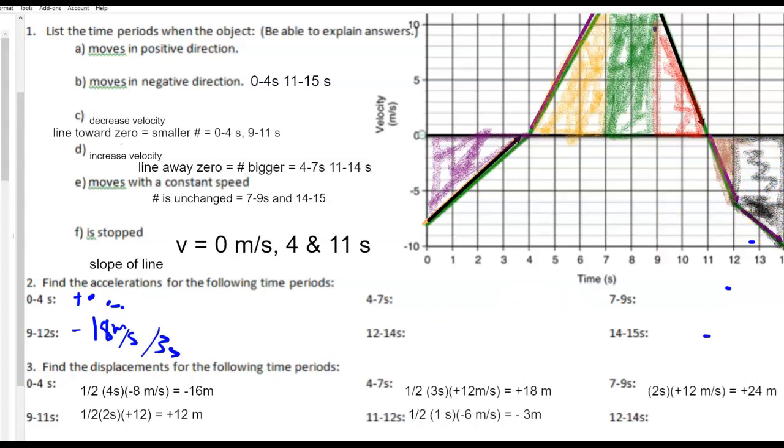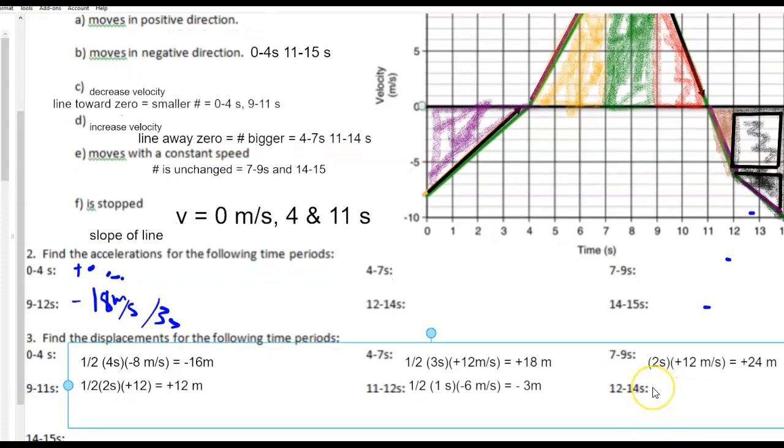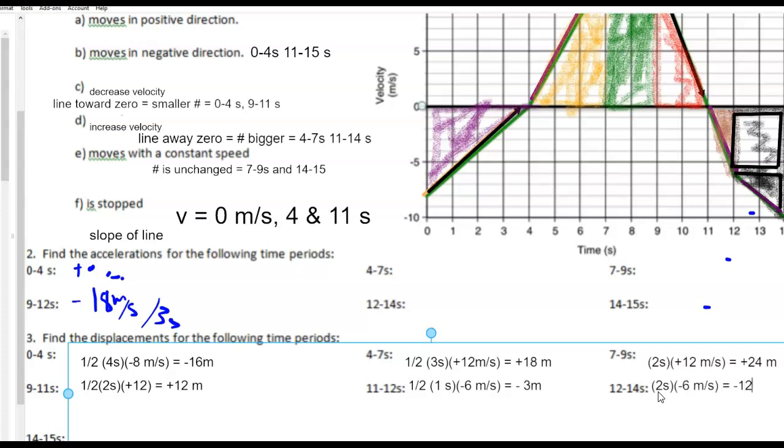So really you just have to divide it up into those two parts. So you got that triangle, and you got this rectangle. And we're going to add those areas together. So to do that, let's go ahead and do the rectangle first, because that's the easier part. 12 to 14 is 2 seconds of time, and the height of that box is a negative 6 meters per second. So that's going to be a negative 12 meters.